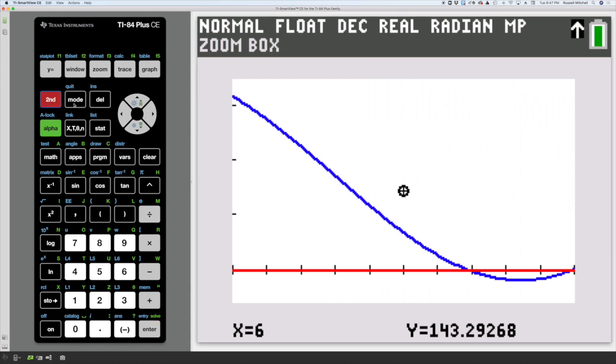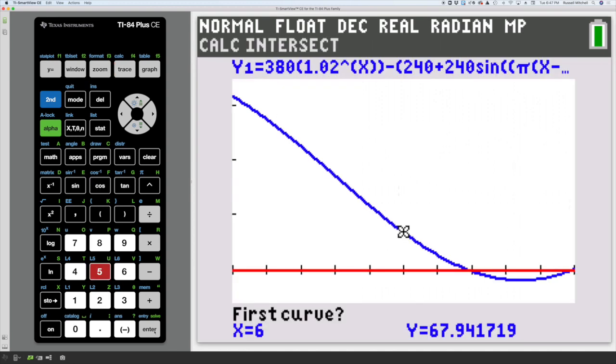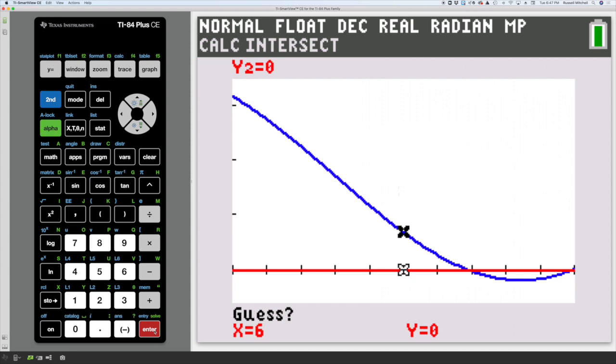So I'm going to do second, calculate, intersection, 5. First curve, second curve, and guess, just be close. So 7.8882, so 7.888. If you look at this, we have to know when it's going to be a maximum. From 1 to 7.888, this is the rate at which the number of people in the museum is changing. So that means the number of people in the museum from 1 to 7.888 has to be increasing.